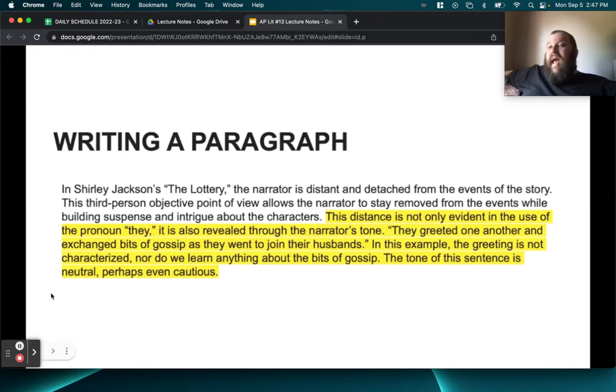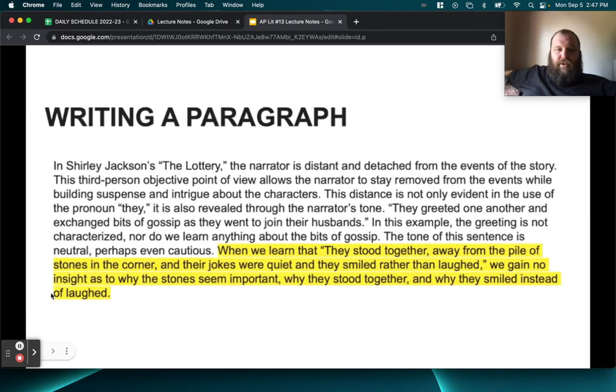Now, where do we go next after this? Let me show you. So, the highlighted bit is what is now being added. When we learn that, quote, they stood together away from the pile of stones in the corner and their jokes were quiet and they smiled rather than laughed, we gain no insight as to why the stones seem important, even though they are. Why they stood together, and why they smiled instead of laughed.